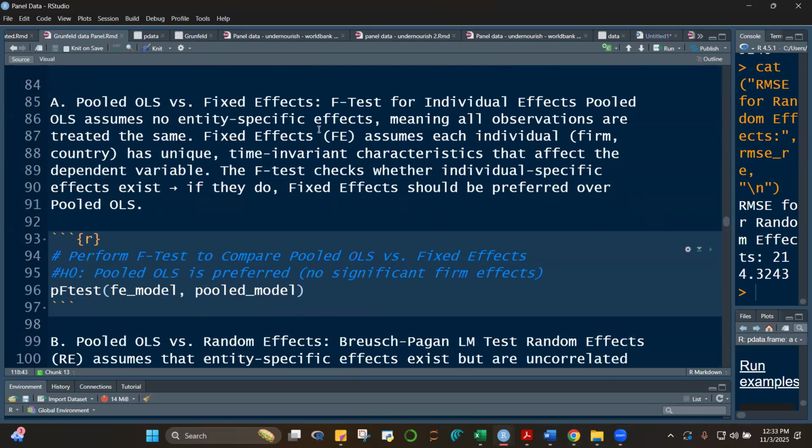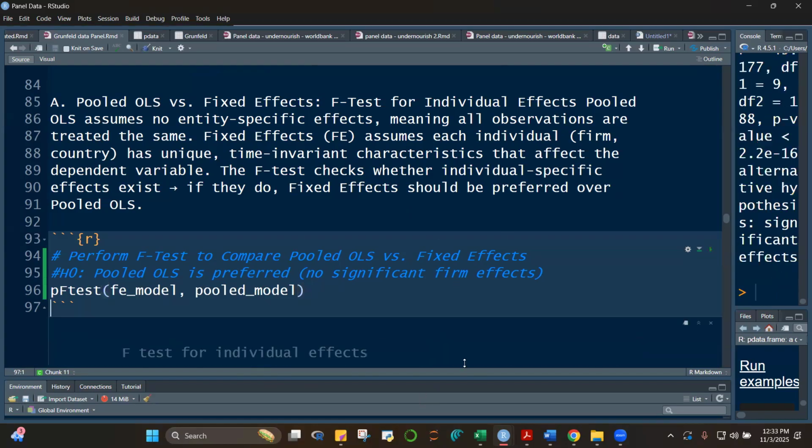Okay, first, tingnan natin class pooled versus fixed. Basahin nyo na lang to, no? We're going to test class whether the fixed effect is better than the pooled. Ano ibig sabihin nito, class? Ang null hypothesis, walang significant na firm effects, no? So ang pooled sinasabi niya, we can dispense with the firm and the year kasi wala namang differences dun sa kanila eh. So run natin to, class.